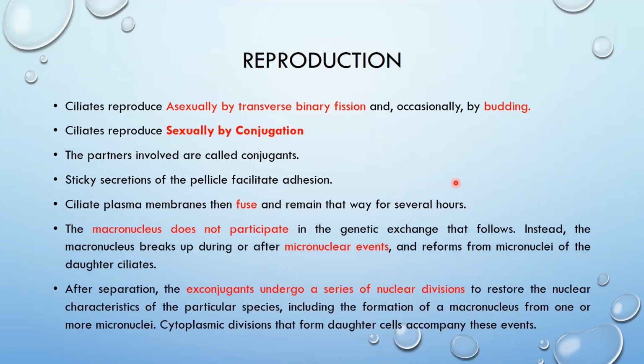After the separation, the ex-conjugates undergo a series of nuclear divisions to restore the nuclear characteristics of the particular species, including the formation of a macronucleus from one or more micronuclei. Now, the cytoplasmic divisions that form daughter cells accompany these events.